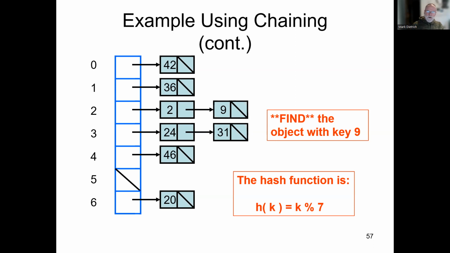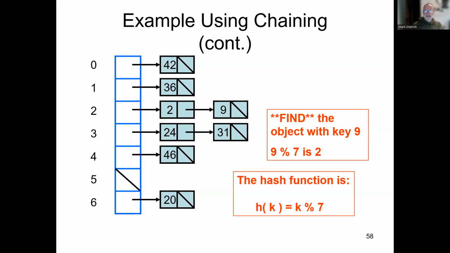So in this case, we need to search for a 9. So let's find the hash equivalent. 9 modded by 7 is 2. So this means we'll go to the hash table, we'll look up the key 2, the hash element 2, and now let's go and search for 9.